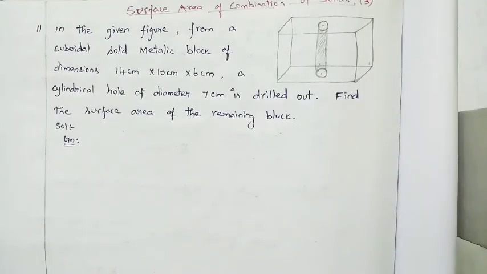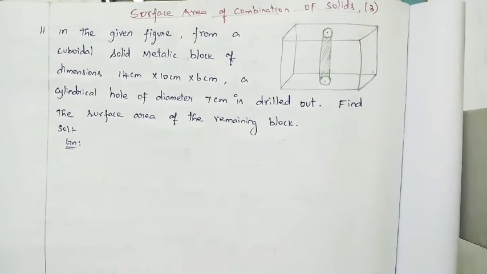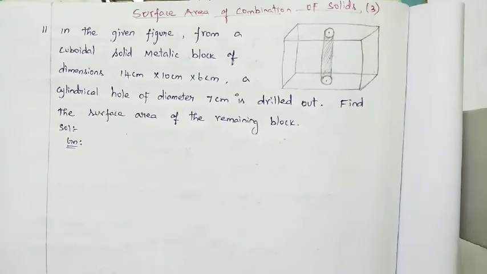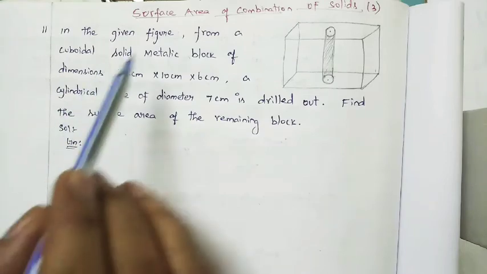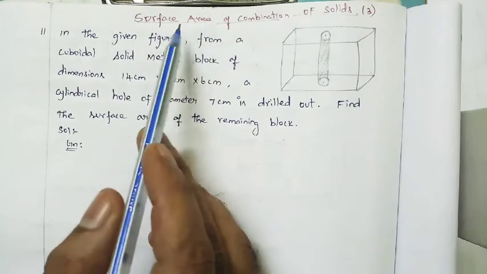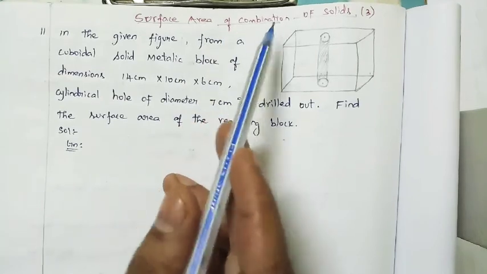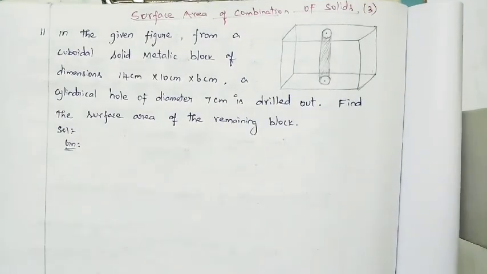Hi students, today we are going to see the same concept 1, surface area of combination of solids. Today is the last class for completing the first concept. From tomorrow onwards, we are going to see concept 2, and concept 2 is nothing but, instead of surface area, volume of combination of solids.